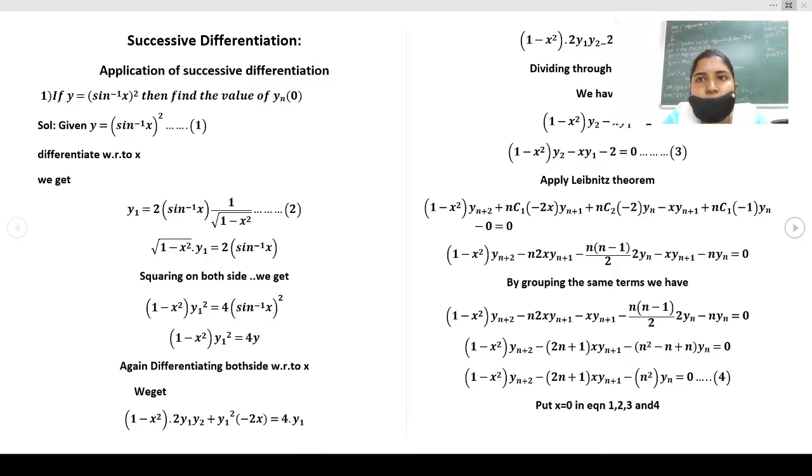Good morning, dear students. Today in our class, we have to discuss one of the applications of successive differentiation. First, in the last class, we already learned what we mean by successive differentiation. The differentiation of a function y equals f of x repeatedly is called successive differentiation.